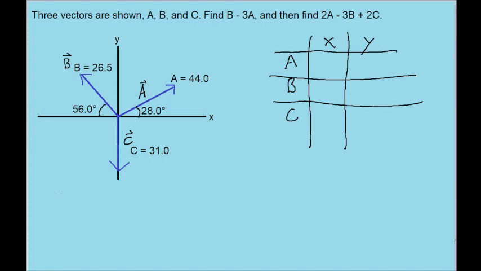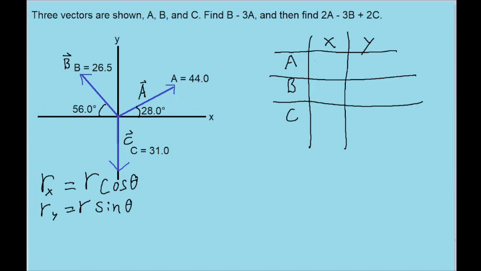So first off, the formulas you need to use to figure out the x and y components are the trig functions. So if we have some vector r, then the x component is equal to the magnitude of r times the cosine of the angle. For the y component, it is equal to the magnitude of the vector times the sine of the angle. So we can just use these two formulas to find the x and y components for all three vectors.